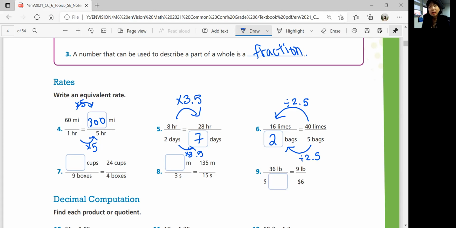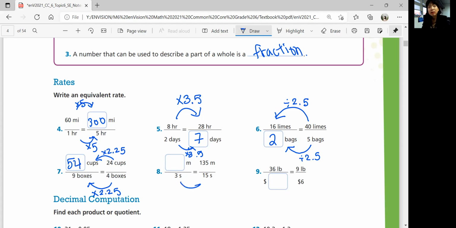Number 7, blank cups is equivalent to 24 cups over 4 boxes, right? So from 4 to 9, what happened? You multiply how much? 2.25. So you multiply 24 by 2.25 to get 54 cups.